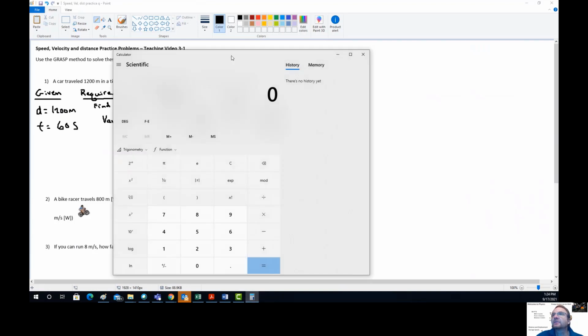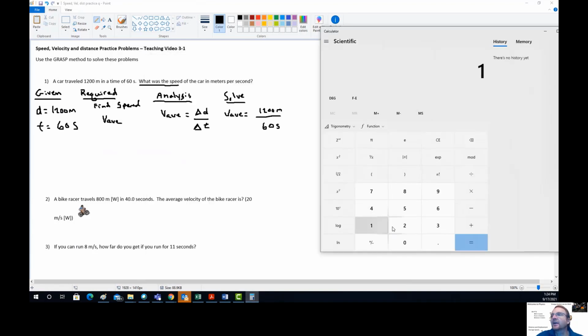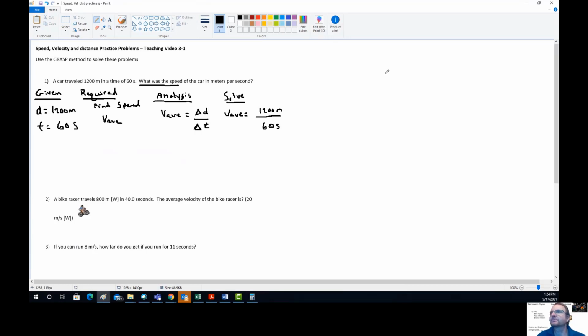All right, plug it into the calculator. Again, using the numbers right in the question, 1,200 meters divided by 60 seconds. I'm going to get meters per second. Boom, 20 meters per second. Totally awesome. The fastest humans, like Usain Bolt, run about 10 meters a second. So yeah, it's definitely car speed we're talking about here.